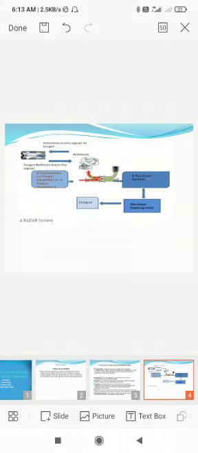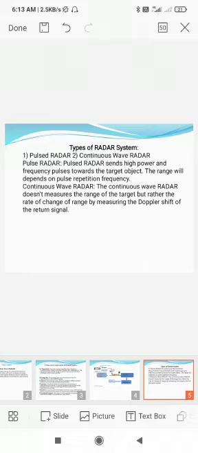And next is the types of radar systems. There are many types of radar systems, but basically two types. First is the pulse radar and second is the continuous wave radar.